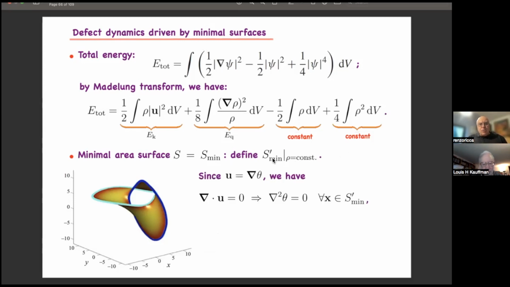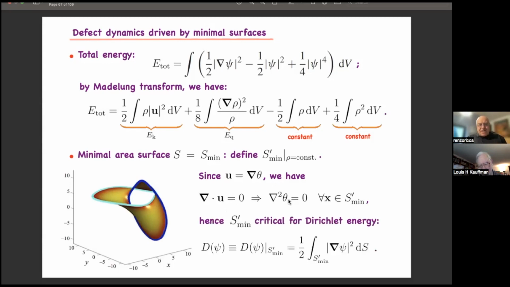So we can assume that the search for the minimum surface is now done on S prime. So we exclude the points where grad rho is different from 0. We assume that rho is constant from now on, but now we have the benefit that if rho is constant and u is grad theta, then divergence of u is 0. So we have a theta that obeys the Laplace equation. And this is wonderful. We are back with harmonic functions and elliptic functions. So the S prime min is critical for the Dirichlet energy.